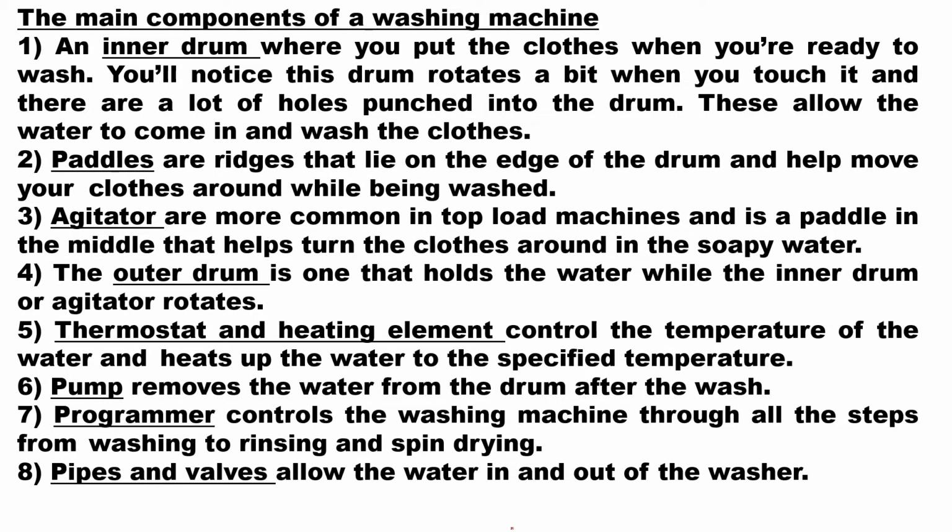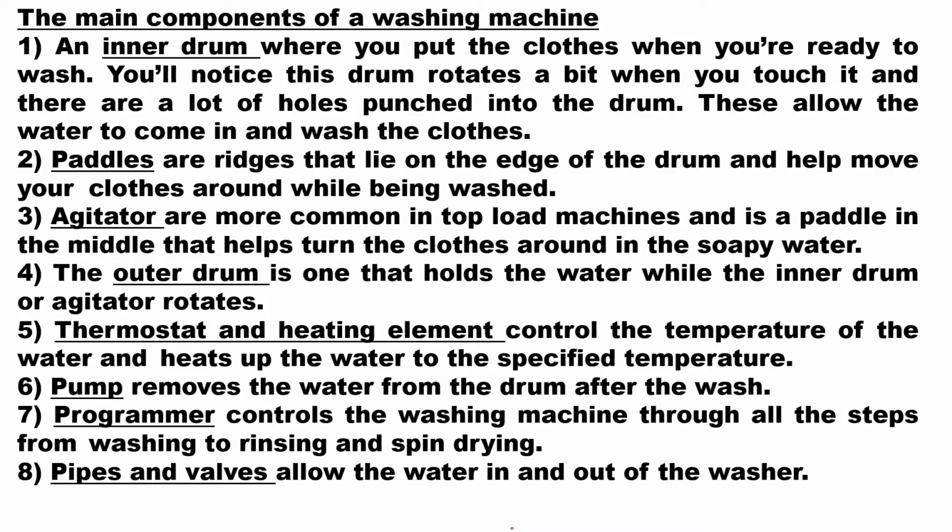Then fifth, you have a thermostat and heating element which control the temperature of the water and heat the water to the specified temperature. Then sixth, you have the pump which removes the water from the drum after the wash. Seventh, you have a programmer which controls the washing machine through all the steps from washing to rinsing and spin drying. And eighth, you have pipes and valves which allow the water in and out of the washer.